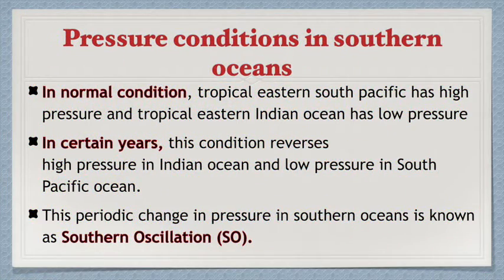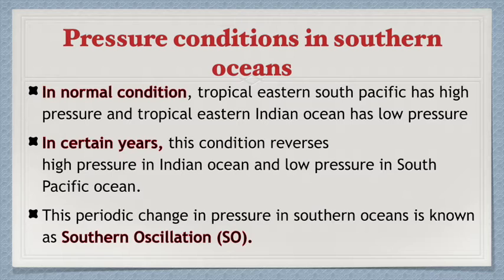Then pressure conditions in southern ocean is also a factor in the development of monsoon winds. In normal condition, tropical east and south Pacific. You have to imagine the tropical area, both south and north part of equator. Region between Tropic of Cancer and the Tropic of Capricorn is called tropical area. Now we have to consider only the south part, equator to Tropic of Capricorn.